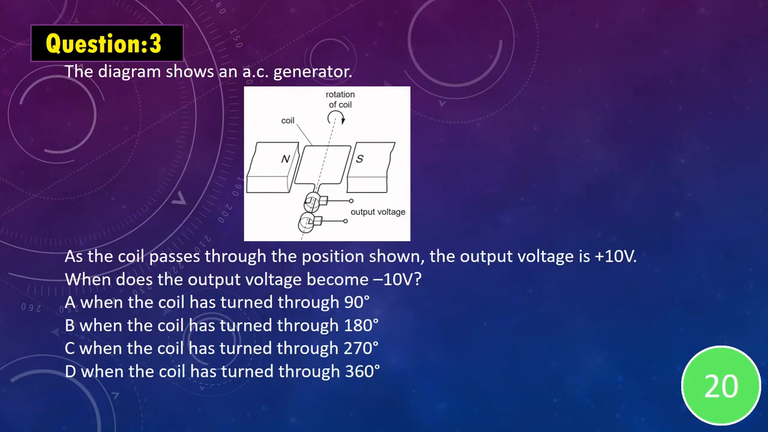Try this third question. The diagram shows an AC generator. As the coil passes through the position shown, the output voltage is plus 10 volt. When does the output voltage become minus 10 volt? Option A, when the coil has turned through 90 degree. Option B, when the coil has turned through 180 degree. Option C, when the coil has turned through 270 degree. Option D, when the coil has turned through 360 degree. Your time starts now.